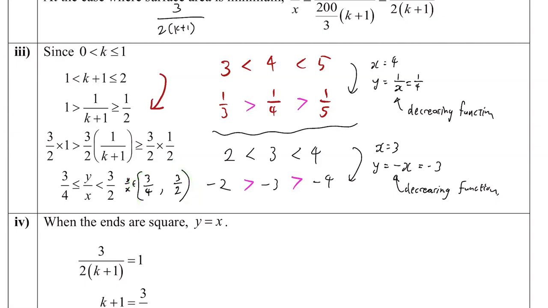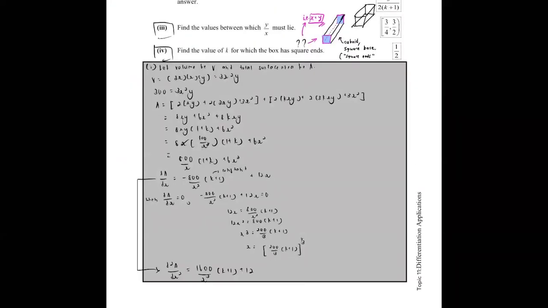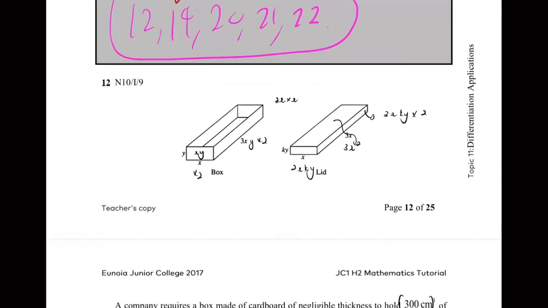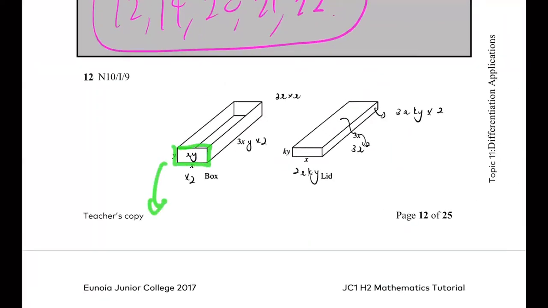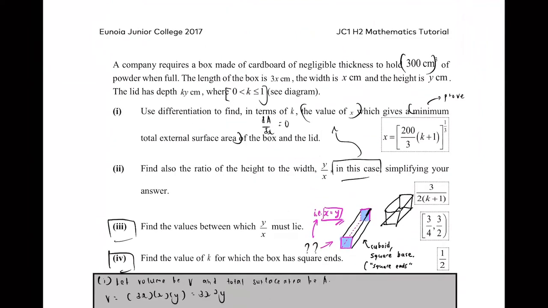Good. Now part 4, what did they ask? Part 4, find the value of k for which the box has square ends. So square ends just means what? It just means that instead of the box looking like this, where it's a rectangle, you make it into a square. So what can you tell about the y and the x? They must become the same. X must be equal to y. Then you just need to redo the entire question, but this time, think of it as x equals y.